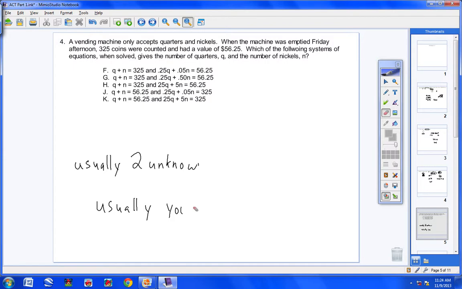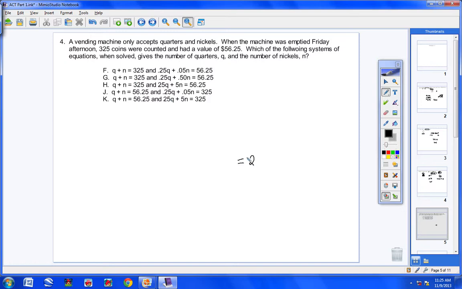Okay, so instead of trying to go through, this would not be a problem where you would want to look at each equation and see if it fits the situation. That's just going to confuse you. Look at all these numbers and decimals and Q's and N's. So what I would just simply say is this: hey, I've got a total of 325 coins. I need to come up with two equations that are good, solid, true equations. So I know that I have a total of 325 coins.